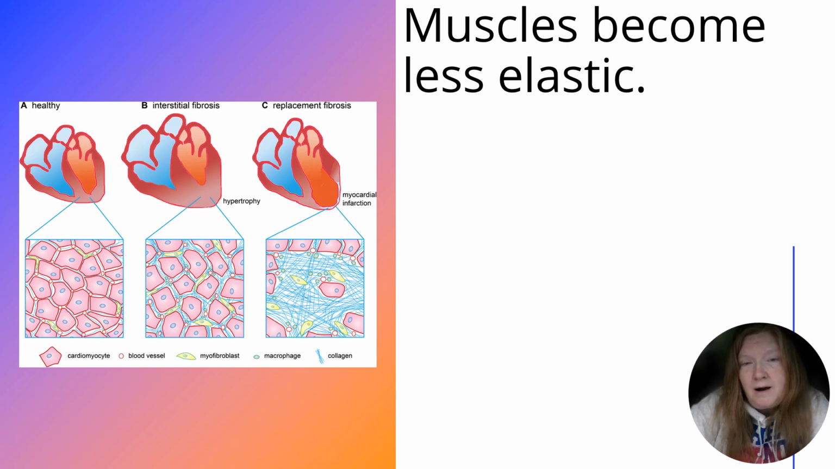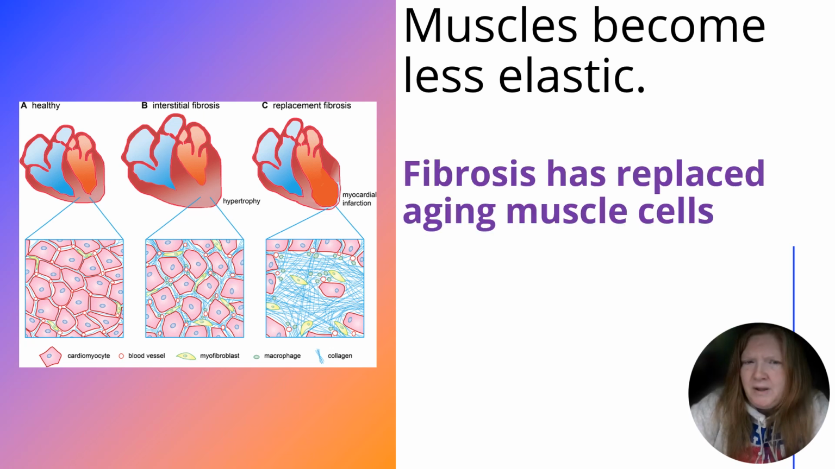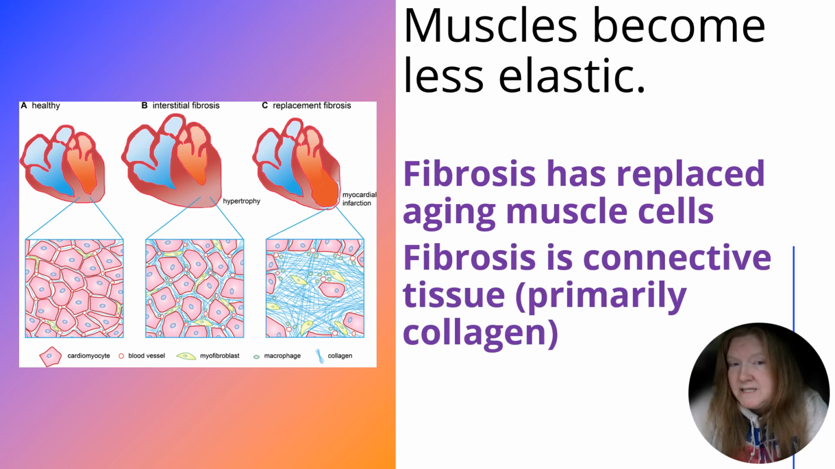In addition, the muscles become less elastic. Why? Well, because fibrosis or scar tissue has replaced aging muscle cells. Remember, skeletal muscle doesn't really repair itself well. Neither does cardiac muscle. Smooth muscle is the only one that does a decent job of repair. So that means instead of being repaired with skeletal muscle, any tear or defect is going to be replaced with scar tissue, and that doesn't contract. So fibrosis has replaced those aging muscle cells, and the fibrosis or scar tissue is connective tissue, mostly collagen, so it doesn't act like muscle.